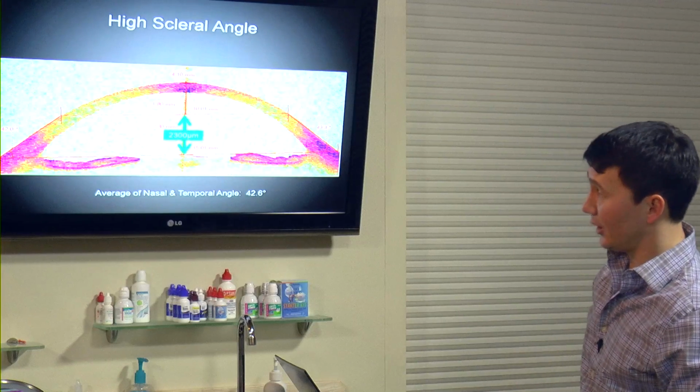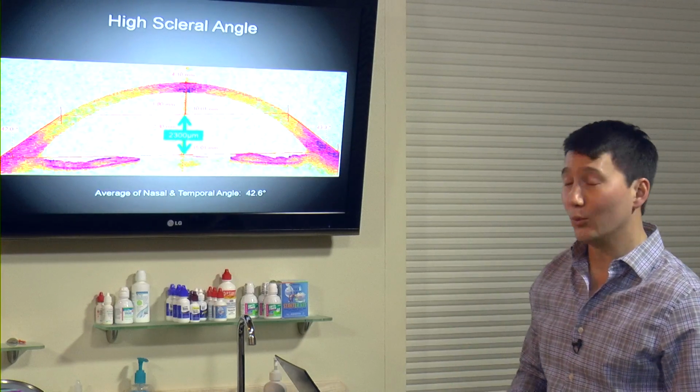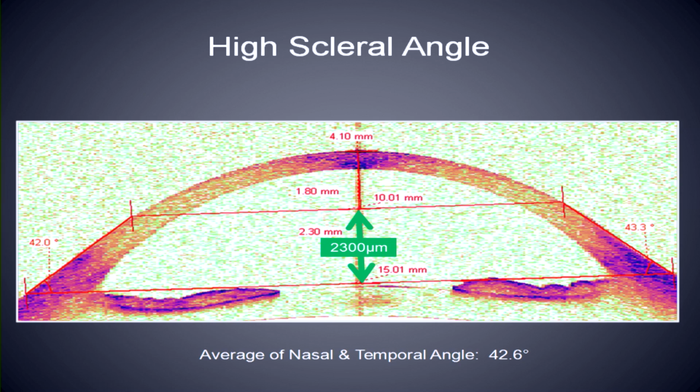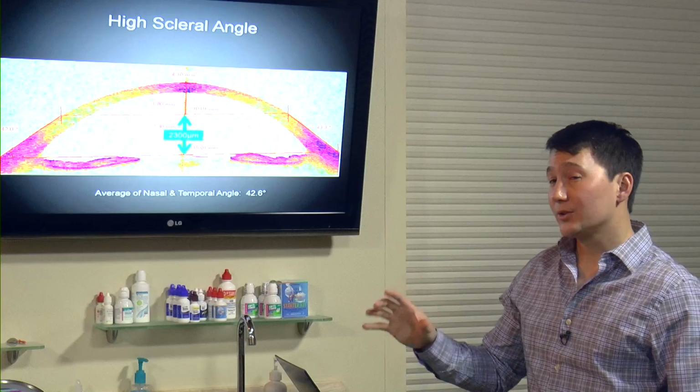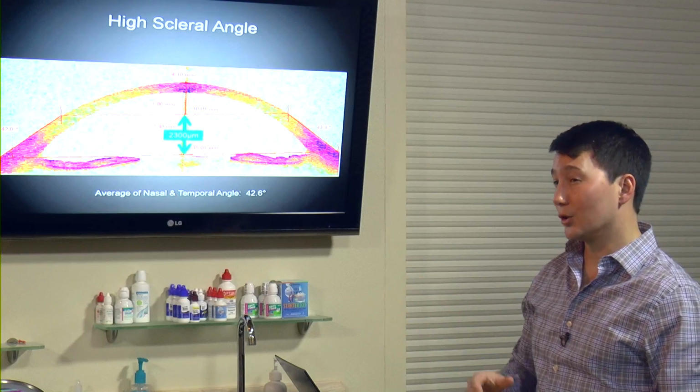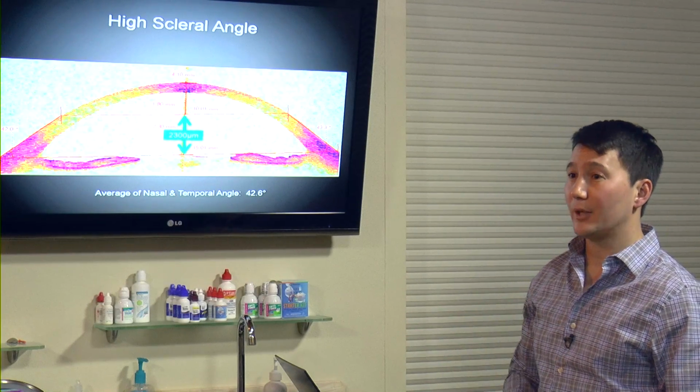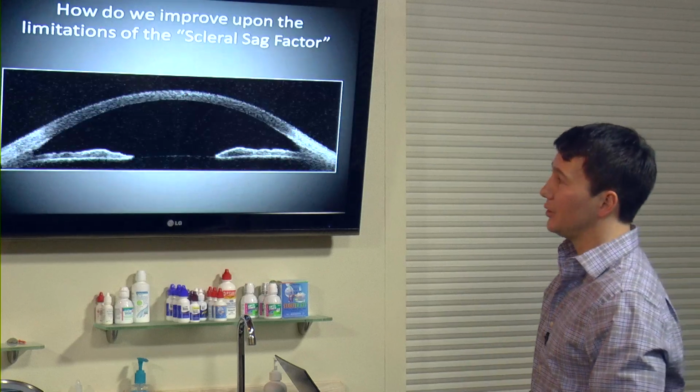How about the guy who's standing in front of you right now? I've got this really weird high angle, more like 42 and a half degrees roughly. Remember, normal angle is 38, and I'm 42, so that gives me much more depth, 300 microns more depth in that 10 millimeter to 15 millimeter anterior segment section. So the scleral sag factor isn't going to be 100%. It's a good gauge, we use it all the time, but it's not 100% on 100% of patients.